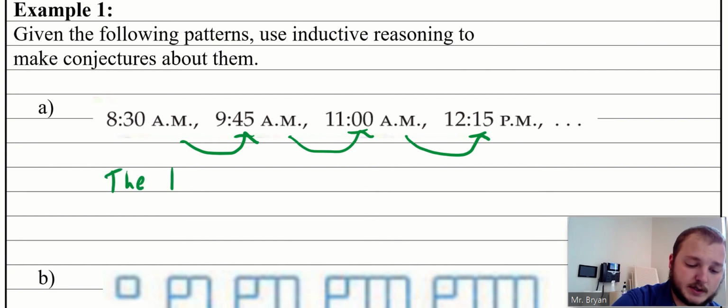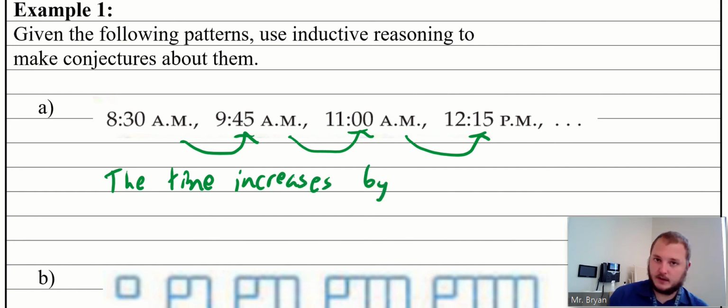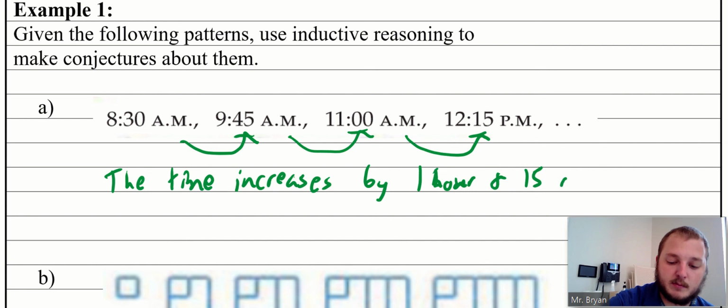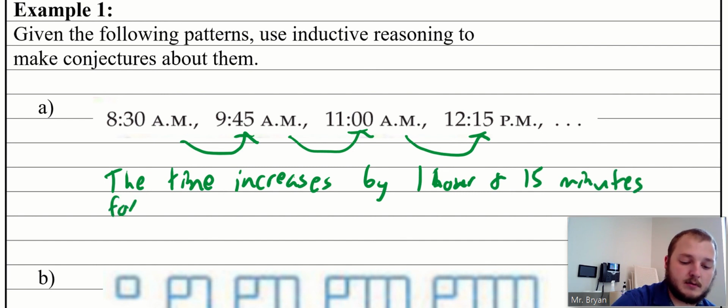We're going to say the time increases by, and then again, what's the pattern? If we notice, it goes up 1 hour and 15 minutes each time. So the time increases by 1 hour and 15 minutes for each step. For each step in the sequence or the pattern.